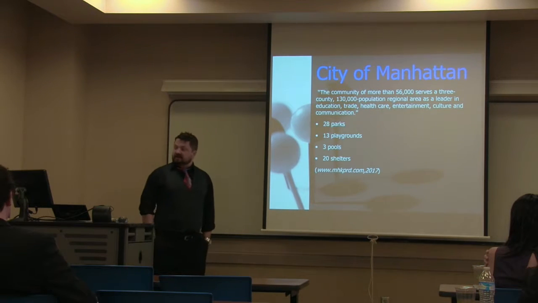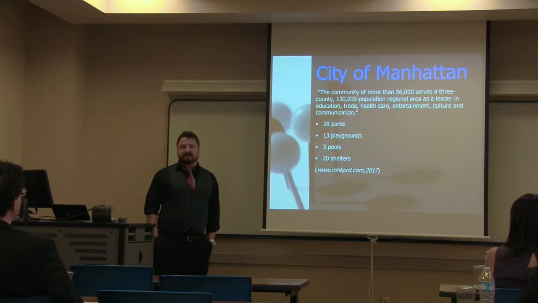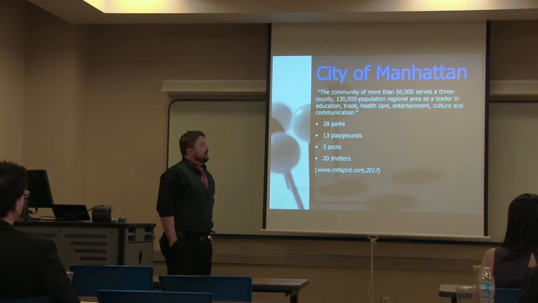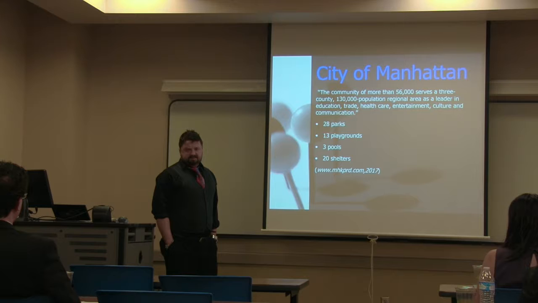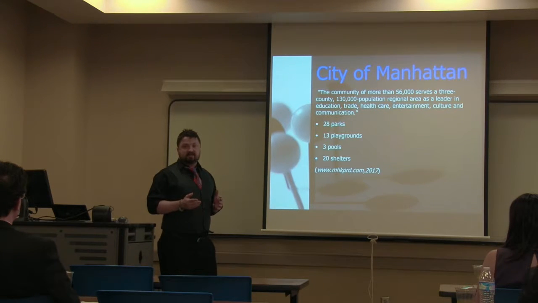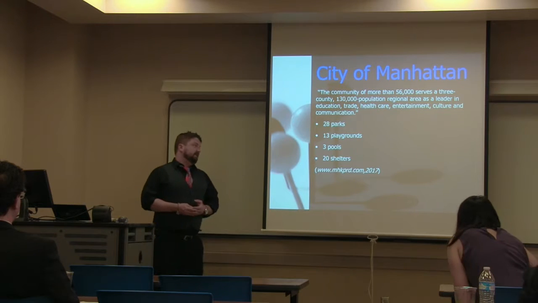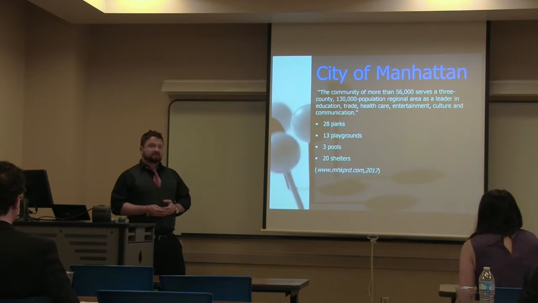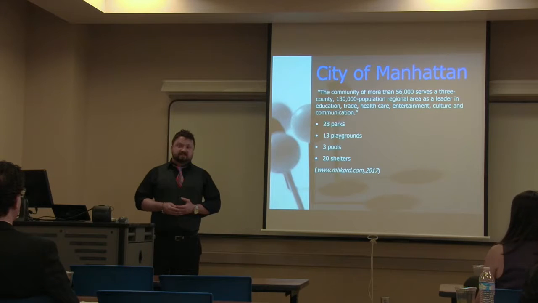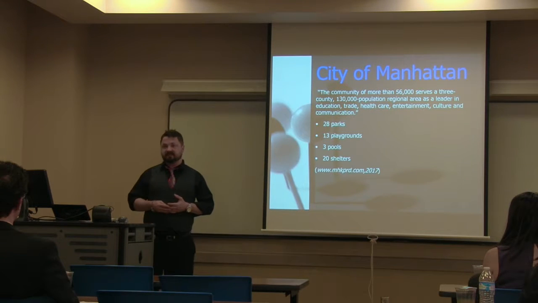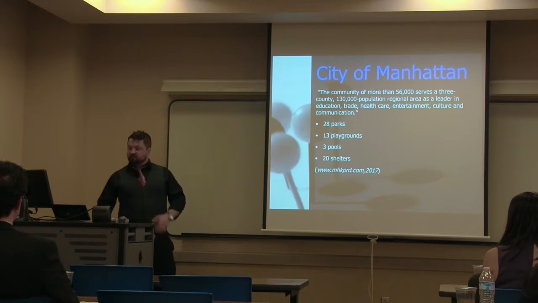The first thing I wanted to talk about is the city of Manhattan and its actual facilities. Manhattan is a city of about 56,000 people, but if you look at the regional area and the counties that surround it, it actually serves about 130,000 people. They have about 28 facilities, 13 playgrounds, 3 schools, and 20 shelters. So the city of Manhattan doesn't just affect its direct residents, it makes a pretty big impact on the other counties that surround it. It really makes an impact on people's everyday lives. So that hopefully explains why this is important.